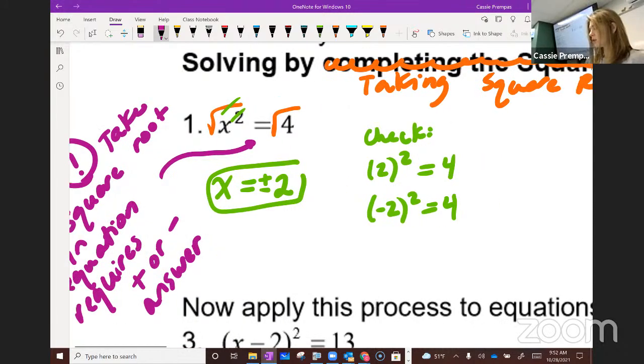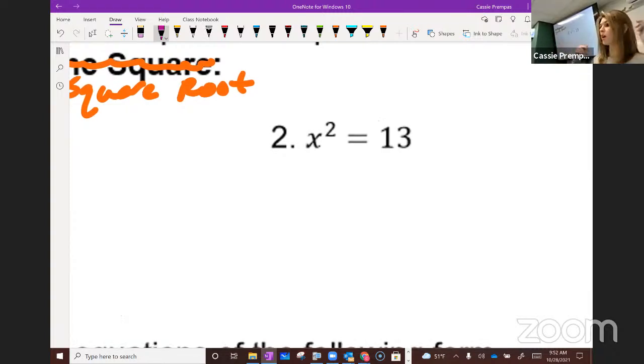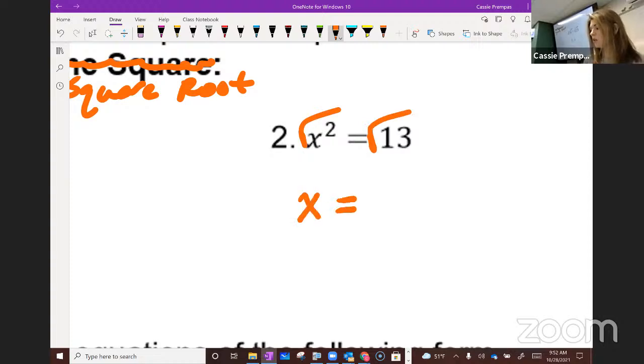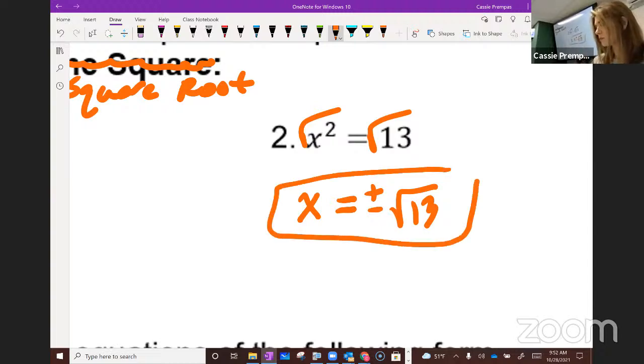All right, let's use it with number 2. Number 2, what undoes a square? Square root, good. So we're going to square root, and that would give me x is equal to, what do I need to keep in mind when taking a square root? Plus or minus. So my answer would be plus or minus square root of 13. Now, 13 is not a perfect square, so I can just leave it in simplest radical form. That's the answer, plus or minus root 13.